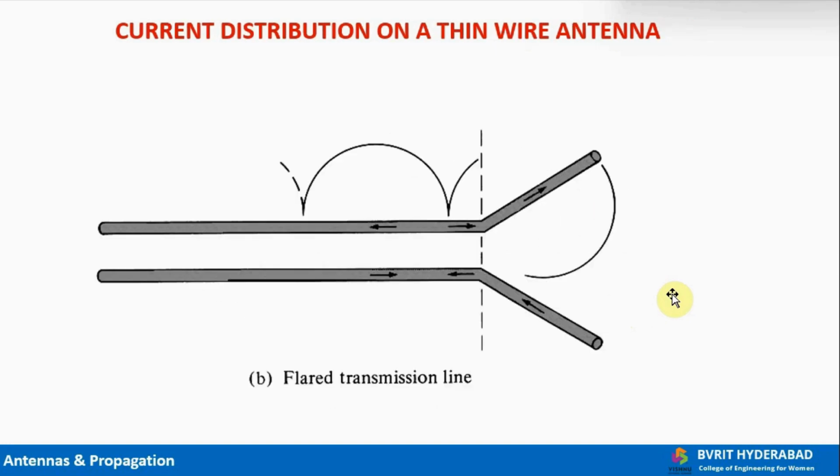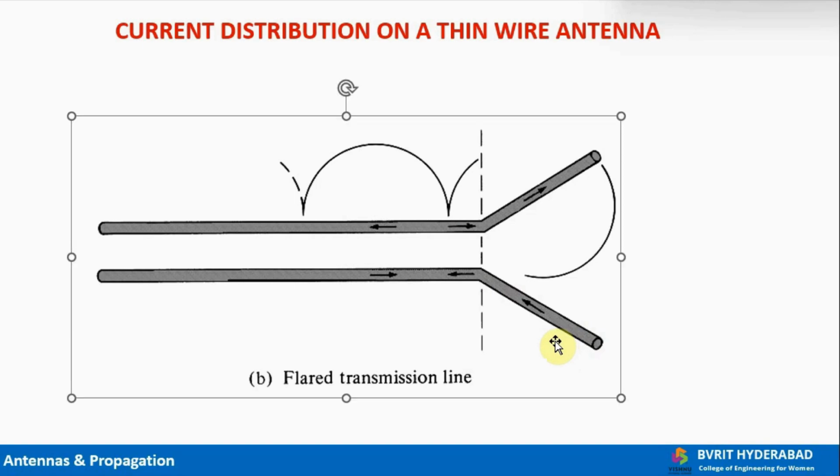As a section of the transmission line between 0 and L by 2 begins to flare, that is bend, as shown in figure B, it can be assumed that the current distribution is essentially unaltered in form in each of the wires. However, because the two wires of the flared section are not necessarily close to each other, the fields radiated by one do not necessarily cancel those of the other. Therefore, ideally, there is a net radiation by the transmission line system.